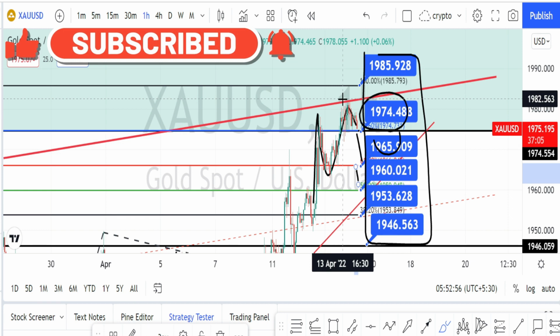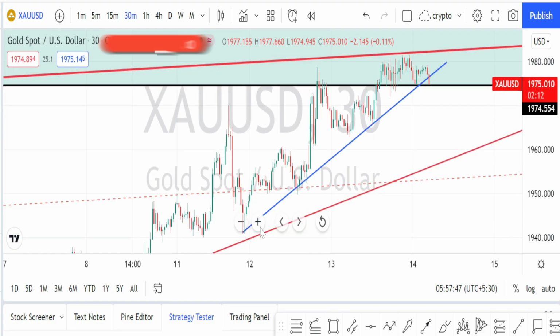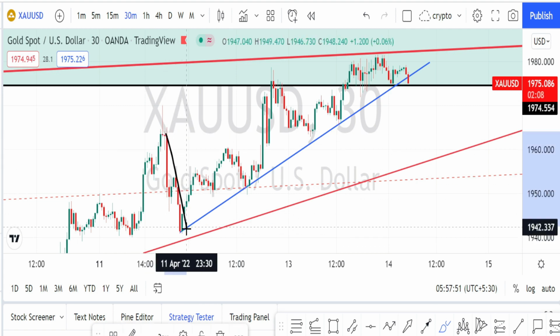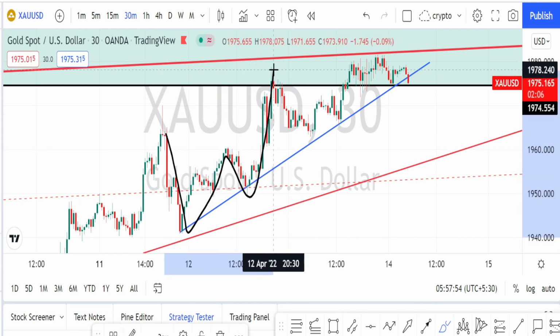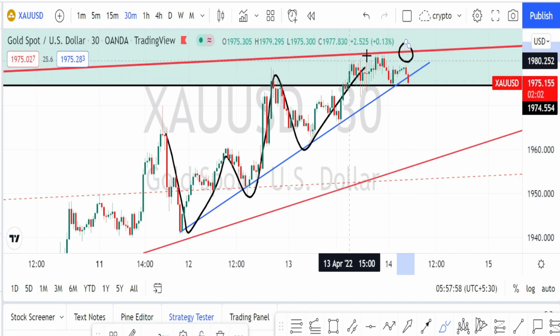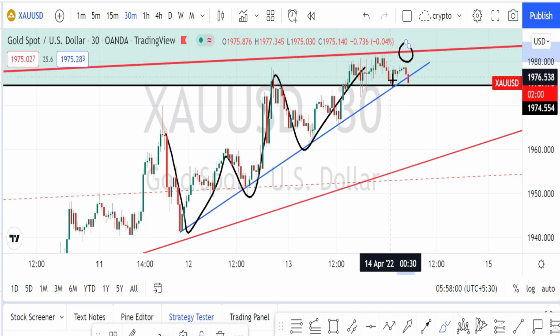Let us do the analysis in 30 minutes time frame. I am in 30 minutes time frame now. When we look at the price action in 30 minutes time frame also, it was in a very nice bullish trend and took resistance on the 4 hours time frame resistance line or the trend line, and it is in the process of breaking this higher time frame support level of 1975.